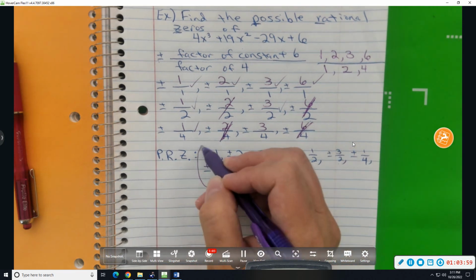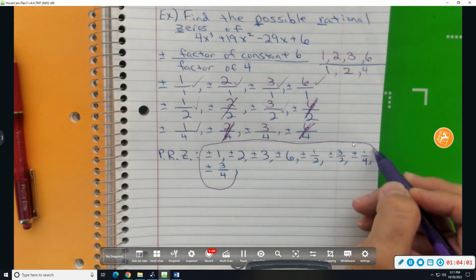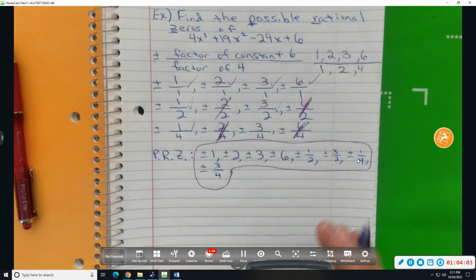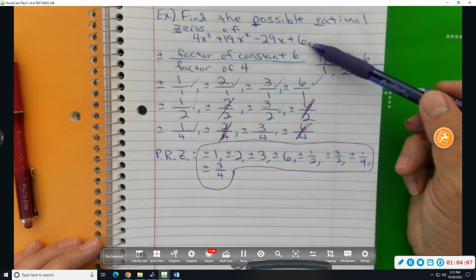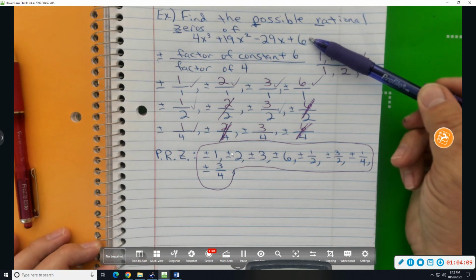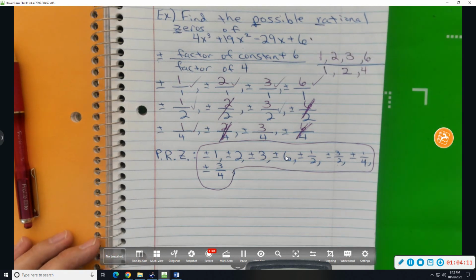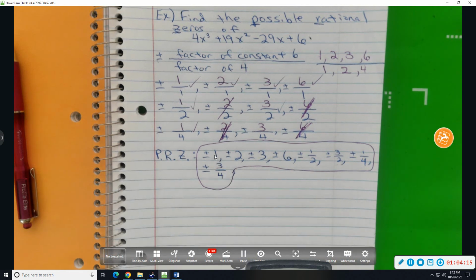These are the only rational numbers that you could possibly plug into this function and make it equal 0. And we were told 6 is 1, and there it is. I think you said 1 and 1/4. There they are in the list.